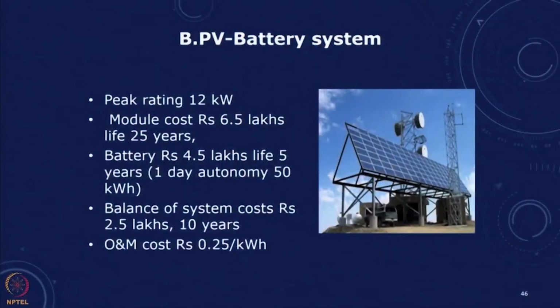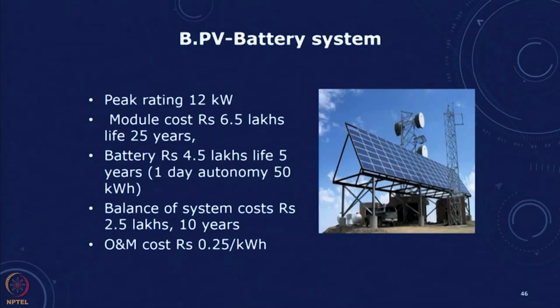So, we planned for 1 day autonomy. That means for 1 day, if there is no sunshine and no generation, the battery should be able to provide the requirement. So, we are looking at a battery rating of about 50 kilowatt hour and an average cost of about 4.5 lakhs with a life of 5 years. We also have a balance of system, which will be like your maximum power point tracker, your power electronics and your controllers.